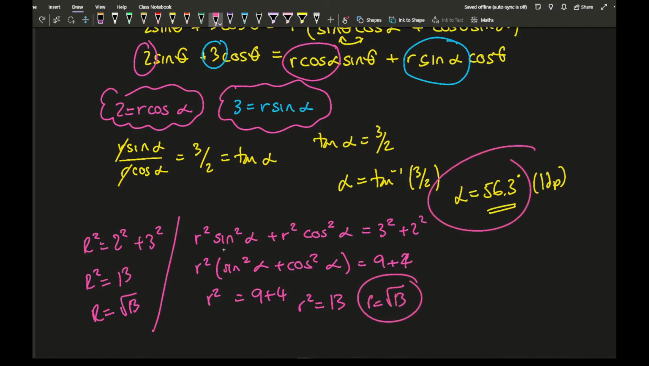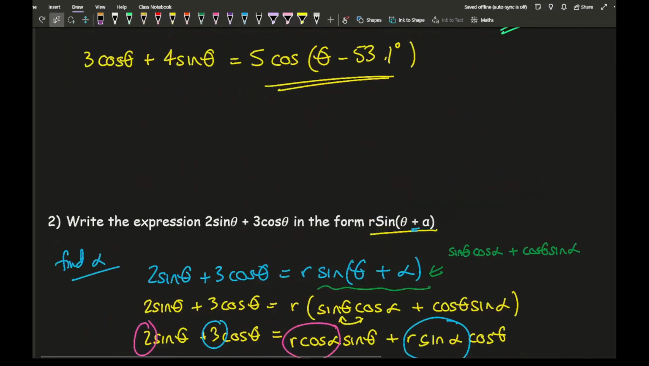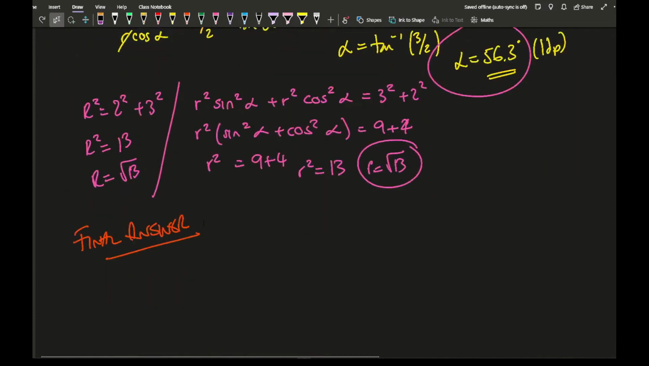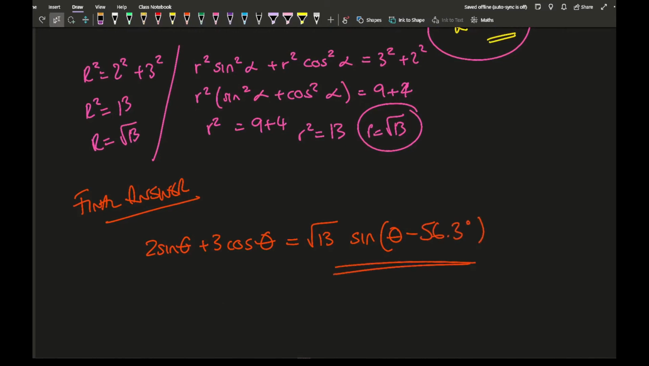So from using those two values, what I then want to do is substitute them in. So what I've got as my final answer, just going back to see what the original question was, so it's 2 and 3: 2 sine theta plus 3 cos theta equals the square root of 13 sine of theta plus 56.3 degrees. There is my final answer.